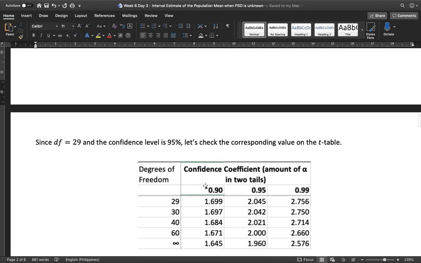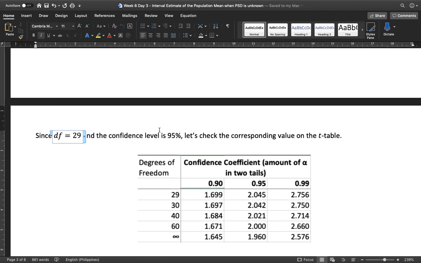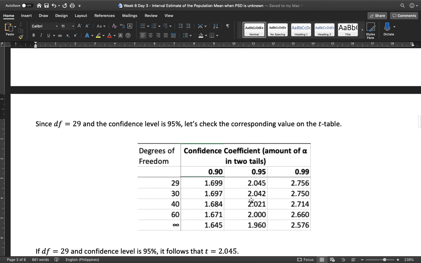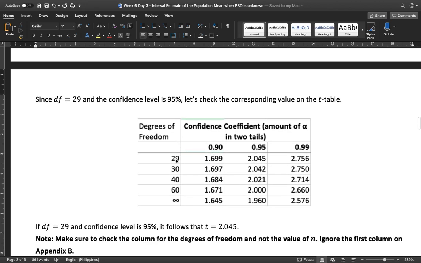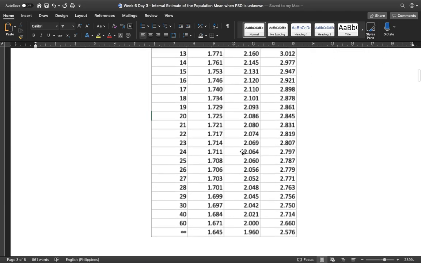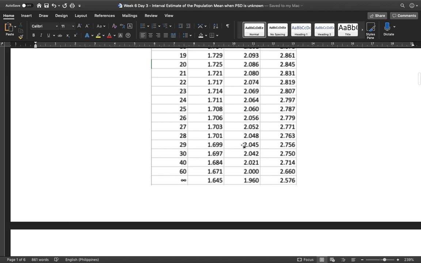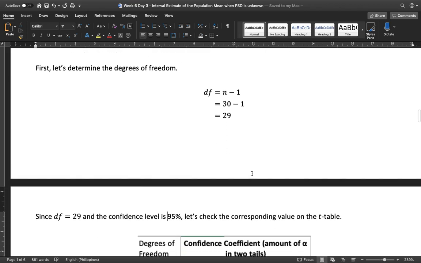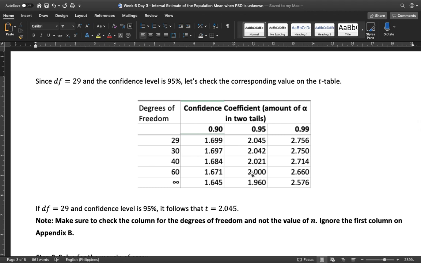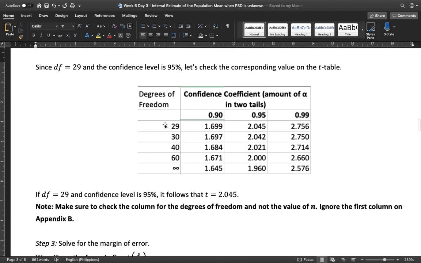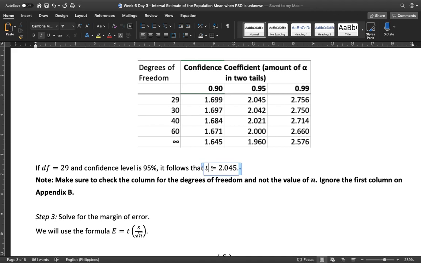So, degrees of freedom, 29. Confidence level, 95. We will look at the second column. So, 29 ang degrees of freedom, 95. So, the value of t is 2.045. If we check the table here, second column, 0.95, 29, 2.045 'yung dapat na gamitin natin. Make sure to check the second column. Itong degrees of freedom, inulit ko po. If you check it in your t-table on your book, it's on the second column, not the first. Okay? So, it follows that the value of t is 2.045.